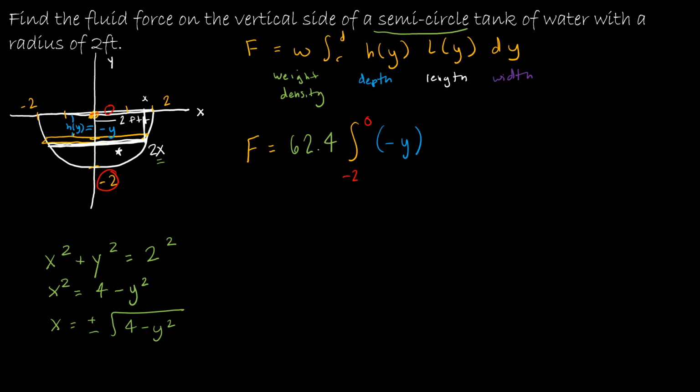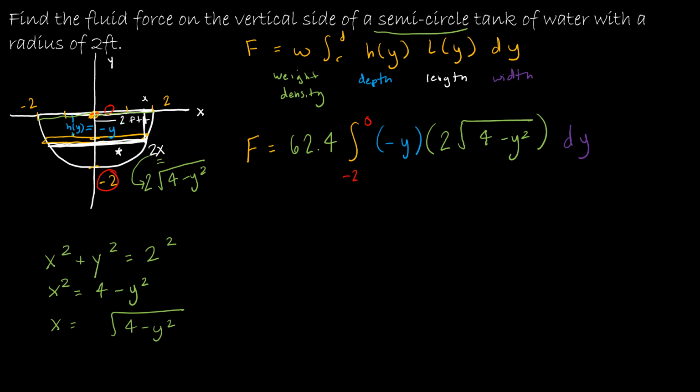So that's going to give me my x value, the positive x values, and then of course the negative x values. Now I don't need the negative one because I'm just going to multiply it by 2. So I'm going to take 2 times the square root of 4 minus y squared. That's going to be my length. So that goes here, 2 times the square root of 4 minus y squared, and then dy.